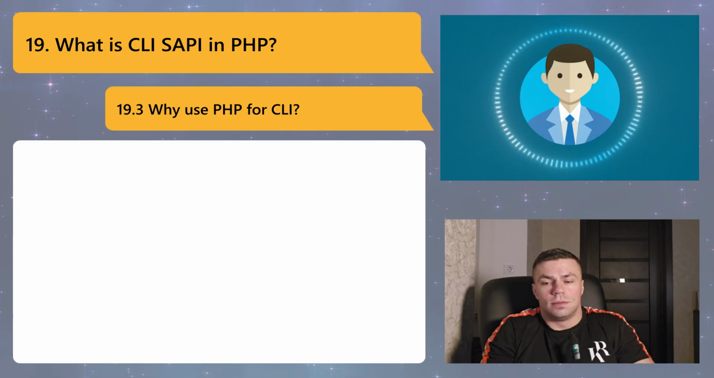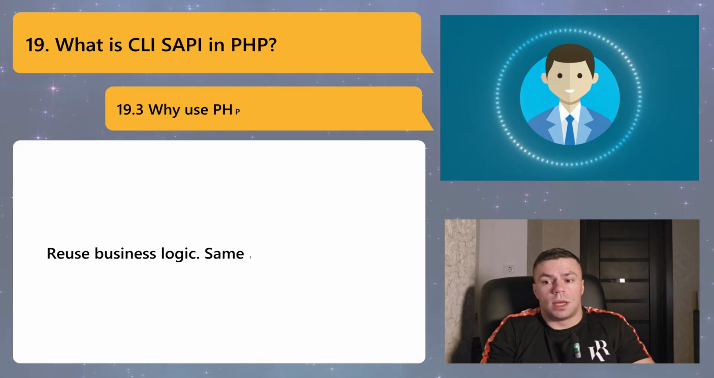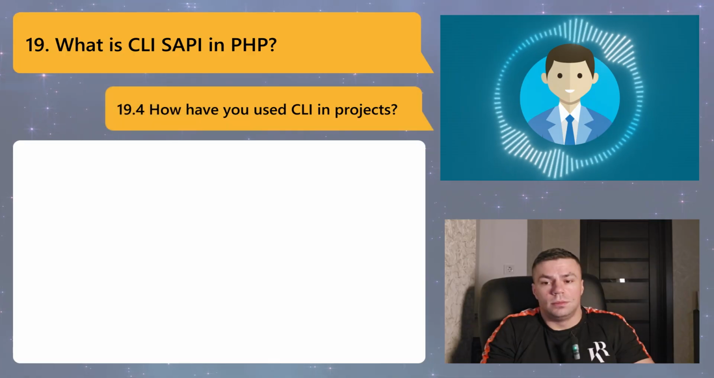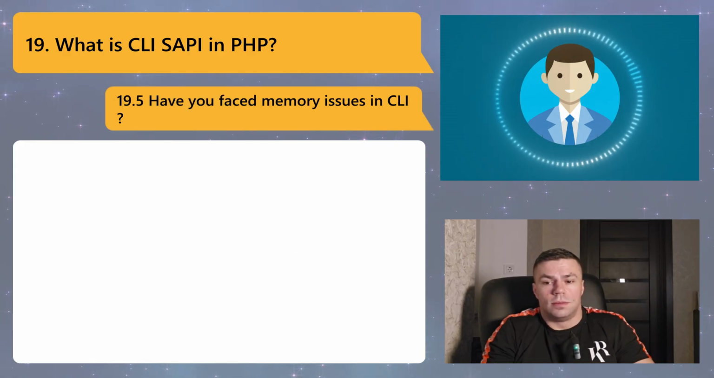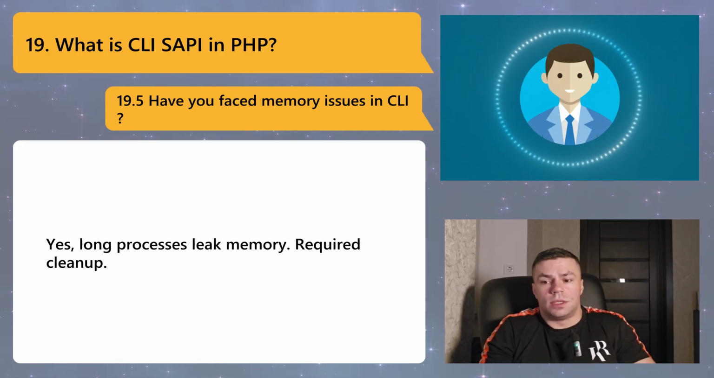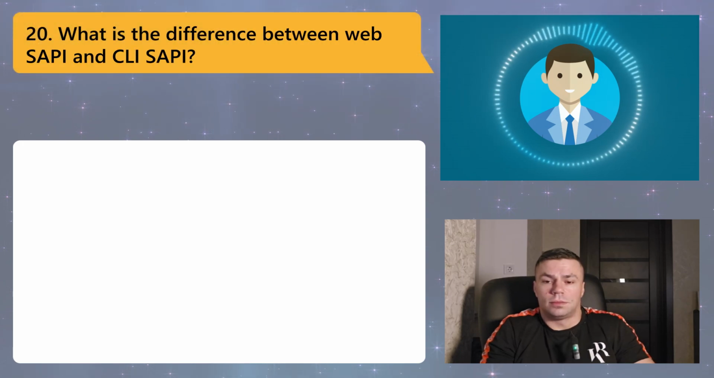Why use PHP for CLI? Reuse business logic, same language stack. How have you used CLI in projects? Queue workers, migrations, and automation tasks. Have you faced memory issues in CLI? Yes, long-running processes leak memory. Requires cleanup.